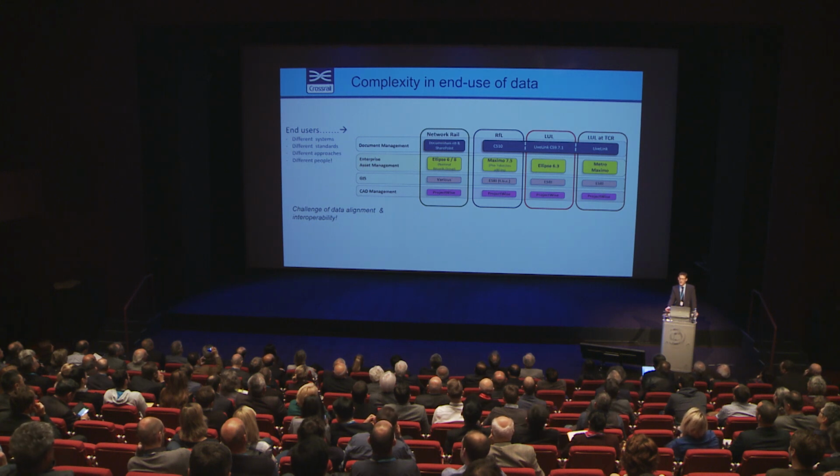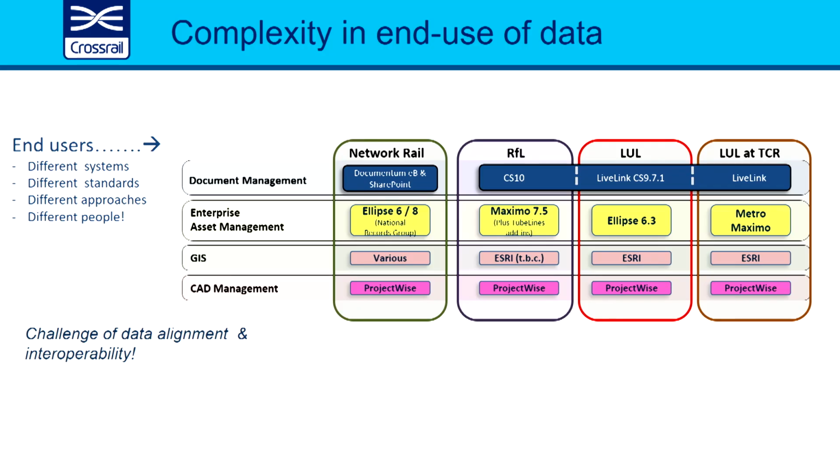Also, we had to think about who we were giving our data to. So not only did we need the data that we were collecting to be reliable amongst our supply chain, but also we needed to think how we're going to deliver that data onto our stakeholders. So we've got Network Rail, RFL, which is Rail for London, London Underground, and London Underground at TCR. So how are we going to pass over all the information that we've collected about our assets so that they can realistically use them in whatever asset management system they have?